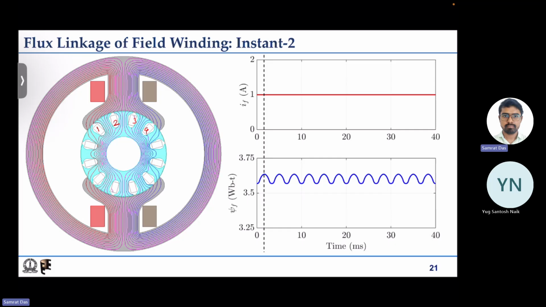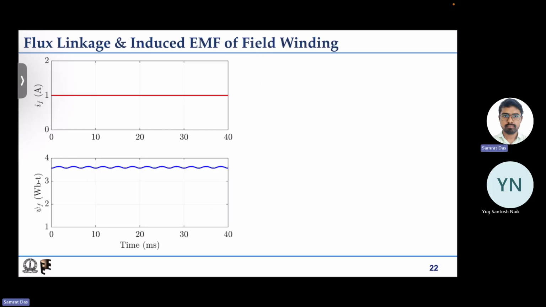Because of the small slot opening, there will be some small variation of inductance. Because of that only, there is some small variation of self flux linkage of the field winding, but it is reasonably constant. So for this case, if you write psi f equal to LF into IF, this LF changes with rotor position, but that is not a very strong function.